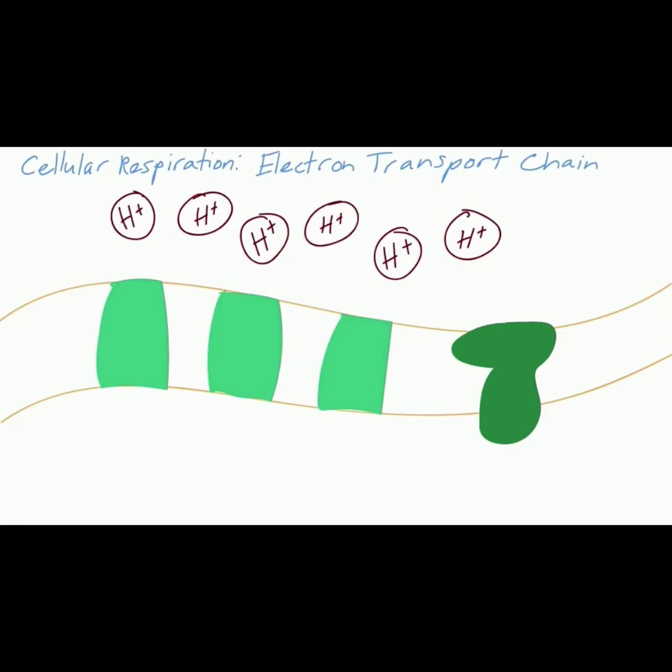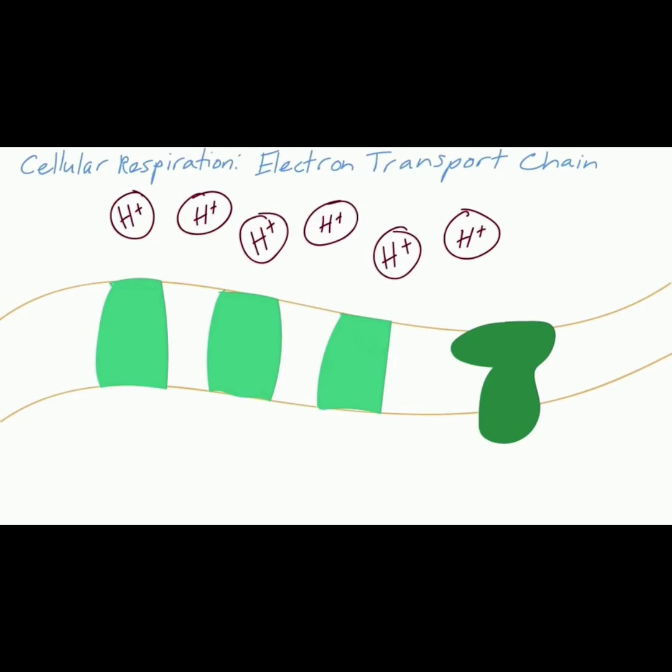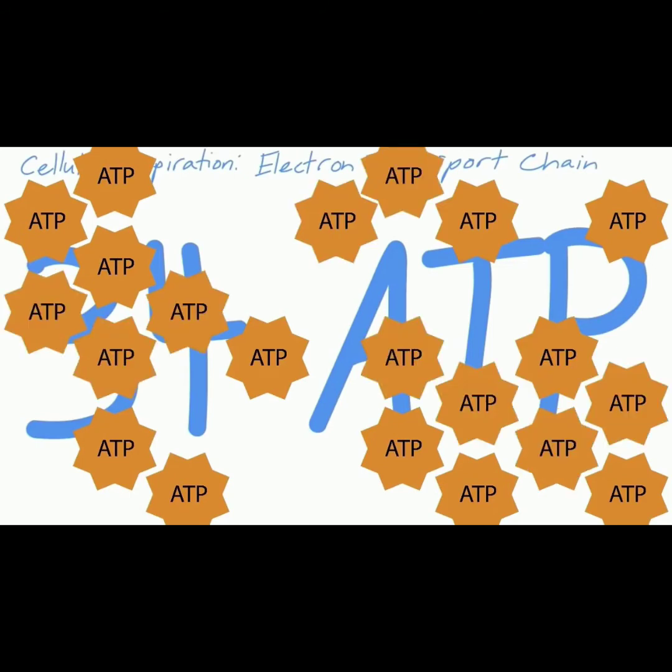The cells in our body want the concentration of substances such as hydrogen ions to be at equilibrium. In order to re-establish equilibrium, the hydrogen ions want to move back to the opposite side of the membrane. They move through a protein called ATP synthase. The movement of hydrogen ions through these proteins gives ATP synthase the power to convert ADP into ATP by adding on the third phosphate group. This step can produce up to 34 ATP for your body to use as energy.